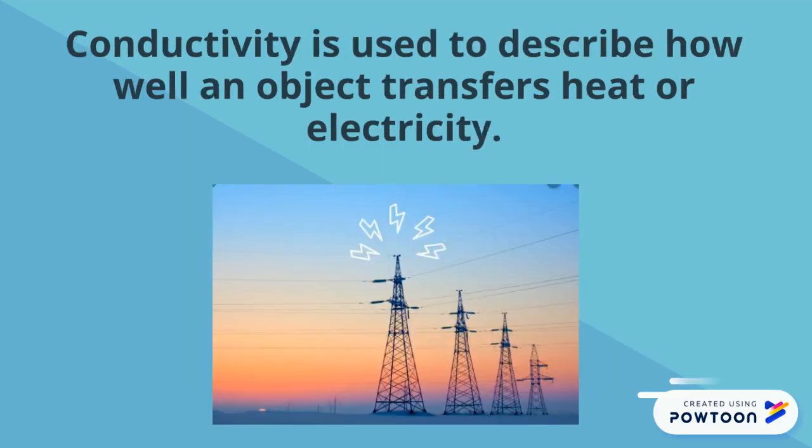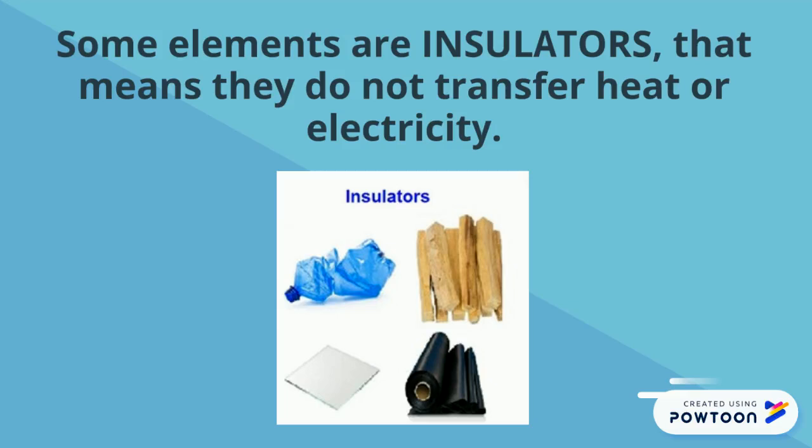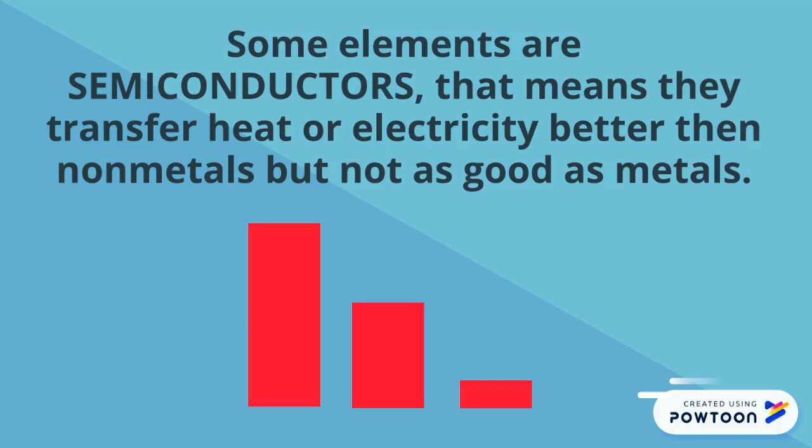Conductivity is used to describe how well an object transfers heat or electricity. Some elements are conductors. That means they transfer heat or electricity very well. Some elements are insulators. That means they do not transfer heat or electricity. Some elements are semiconductors. That means they transfer heat or electricity better than nonmetals, but not as good as metals.